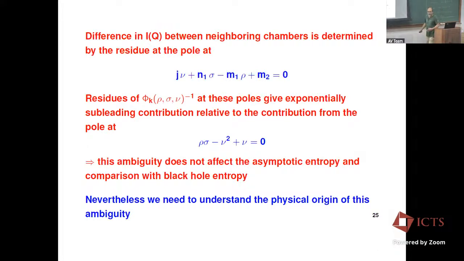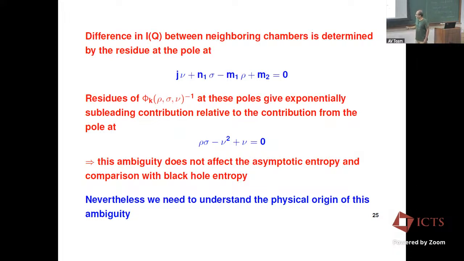Now, the reason that we didn't have to worry about this earlier is because the difference in I_Q between neighboring chambers is determined by the residue at the pole, and the residues of Φ_k inverse at these poles give exponentially subleading contributions relative to the contribution from the pole for which we picked up the residue. In fact, if you carry out the asymptotic expansion, it turns out that these residues go as exponential of root q, rather than exponential of root q1 q2, which is the exponential of a square root of a quadratic expression in the charges. These residues go as exponential of a square root of a linear expression in charges. So for the asymptotic expansion, it doesn't matter.